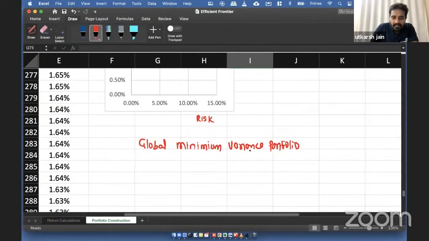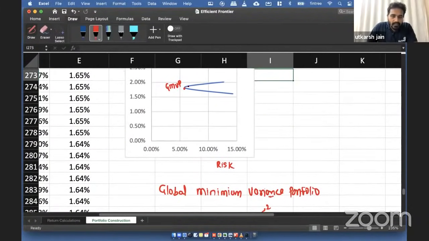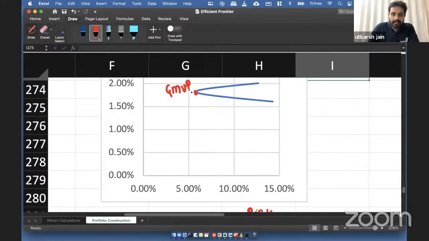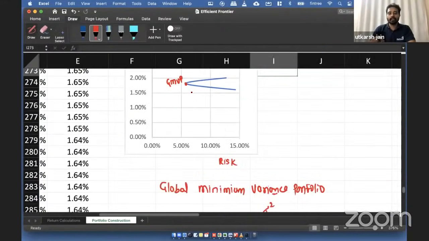What is variance? Variance is the father of standard deviation. So standard deviation squared is variance. So obviously when your standard deviation is lower, variance would be lower, right? So the portfolio that has the lowest standard deviation: global minimum variance portfolio, minimum volatility portfolio, minimum standard deviation portfolio. You cannot construct a portfolio using HDFC Bank and Asian Paints which will have a risk lower than that.